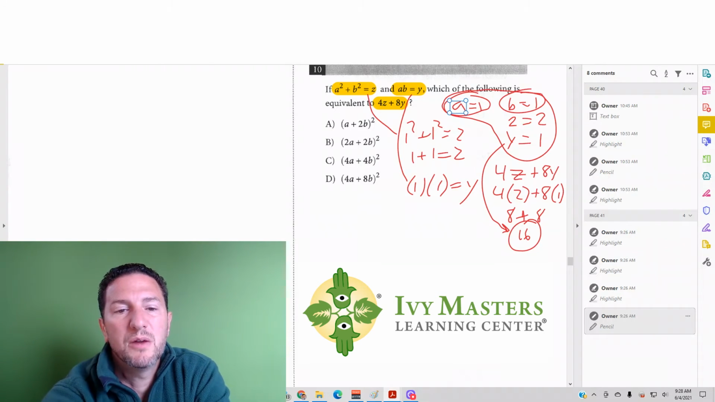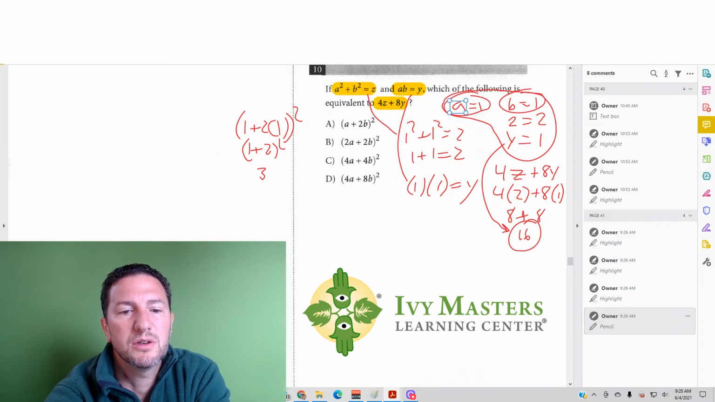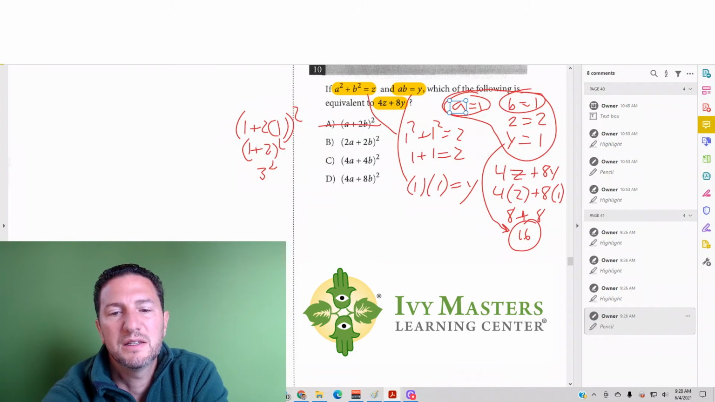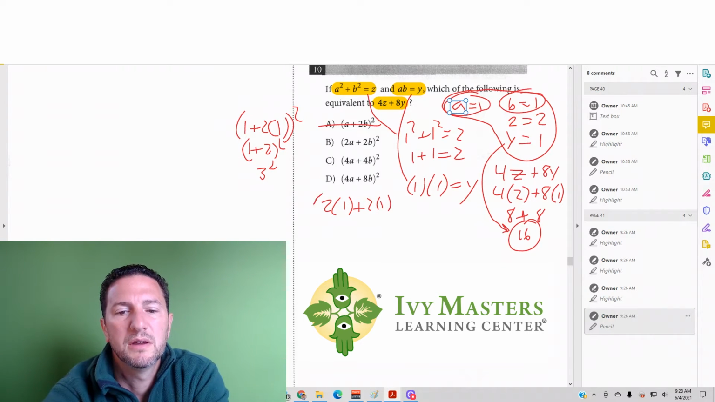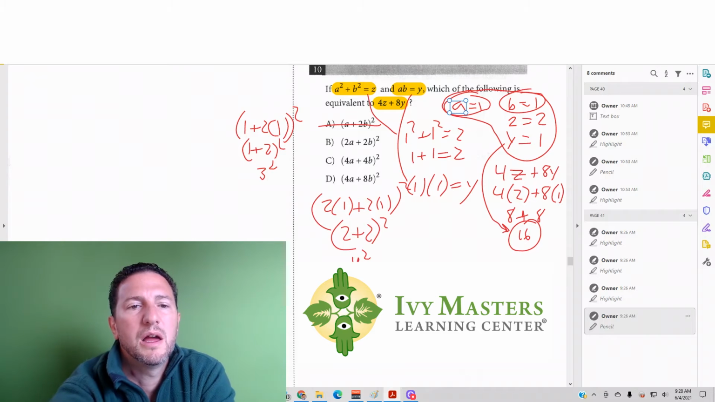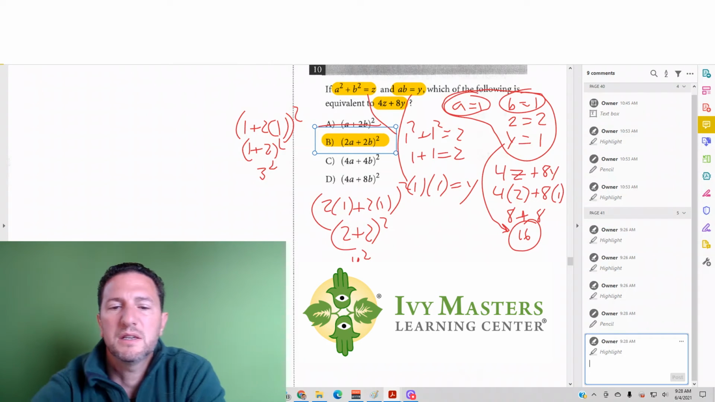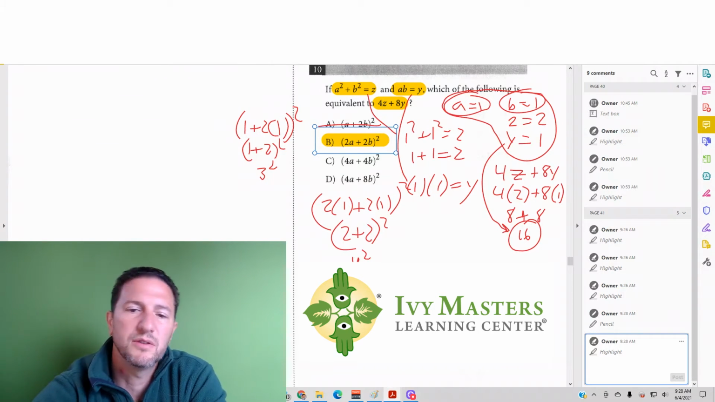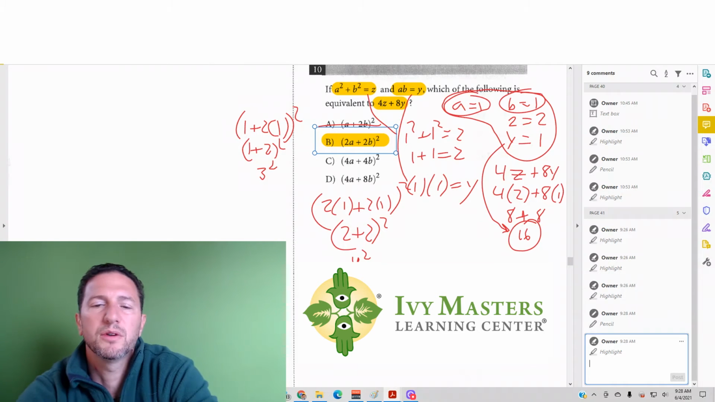In answer choice A, what I get is 1 plus 2 times 1, and that whole thing is squared. So I get 1 plus 2 squared, so I get 3 squared, and I get 9. I need 16. In answer choice B, I get 2 times 1 plus 2 times 1. And so it's 2 plus 2 squared. These are squared. So it's 4 squared. And voila, I get my 16. And you can see with answer choice C, I'm going to get a bigger result, 64. And answer choice D, I'm going to get a bigger result, 144.